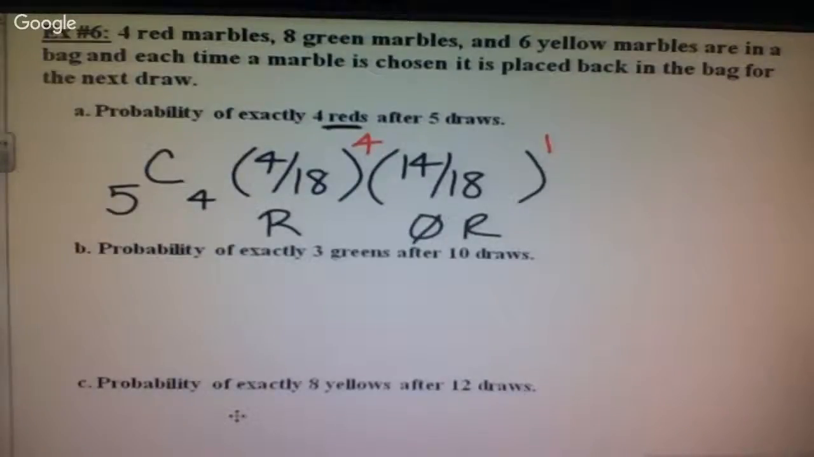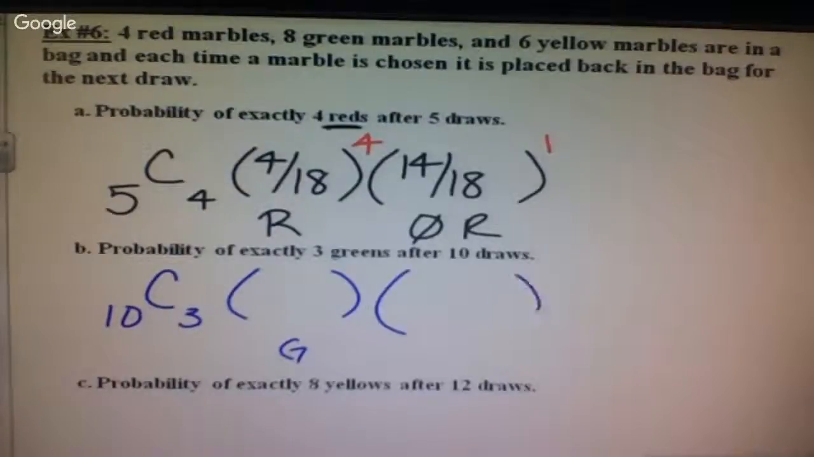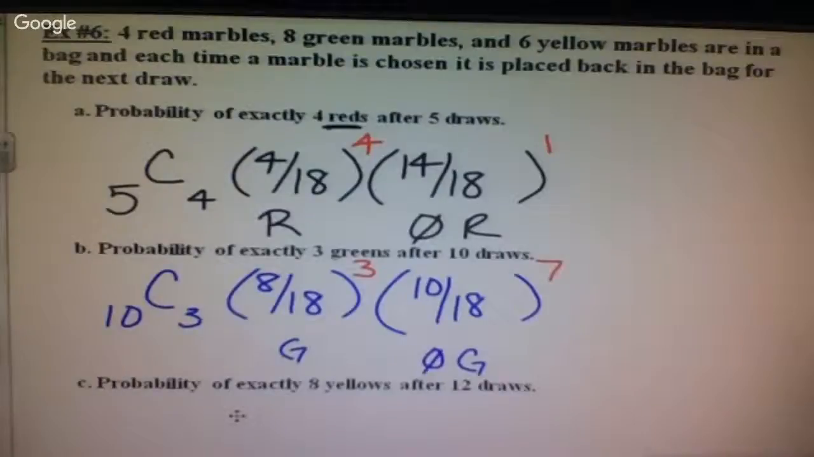3 greens after 10 draws. 10C3. Okay, in the first set of parentheses, I want a green. And in the second set, I want not a green. So what's the probability I'm going to get a green? 8 out of 18. So then not a green is 10 out of 18. And you said 3. And if 3 of them are exact, that means 7 of them are not. So 3 and 7.